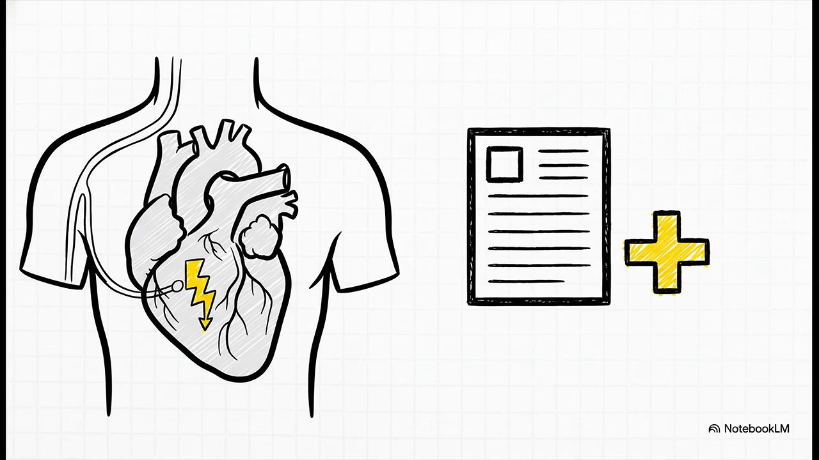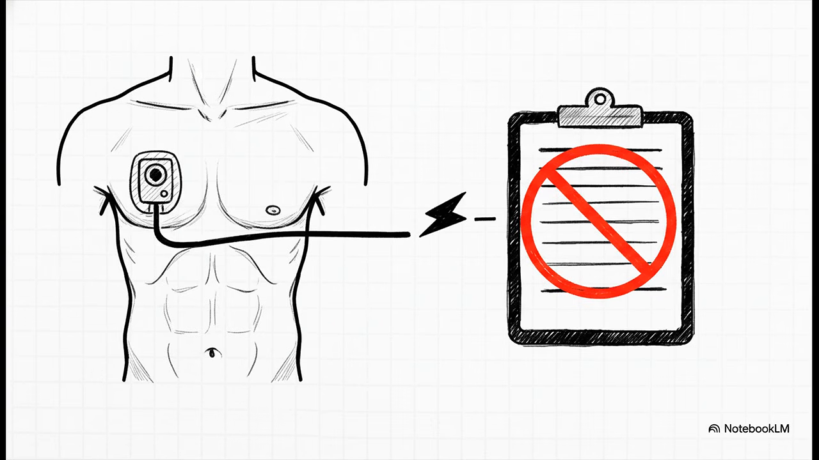When this is done during a transvenous ICD insertion, and that word is key, you can report it separately using code 93640 or 93641. But, and this is a huge but, so listen closely, there is a major exception to that rule. DFT is not separately billable when it's done during a subcutaneous ICD insertion.